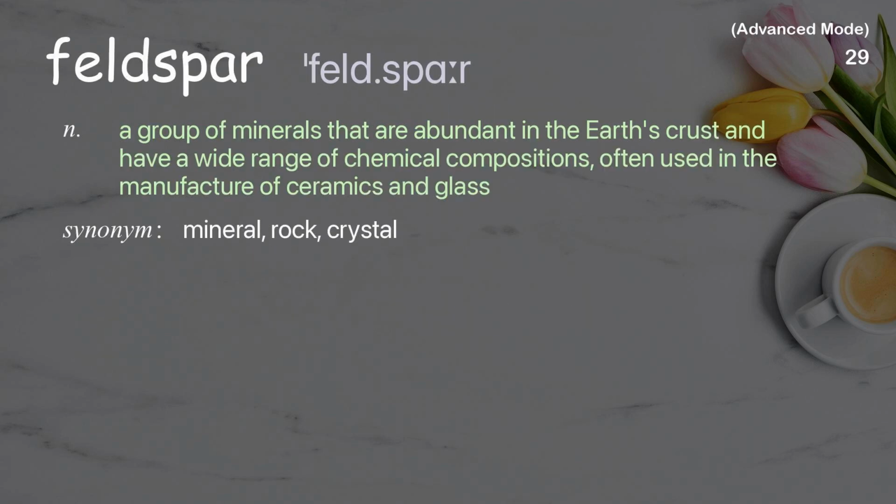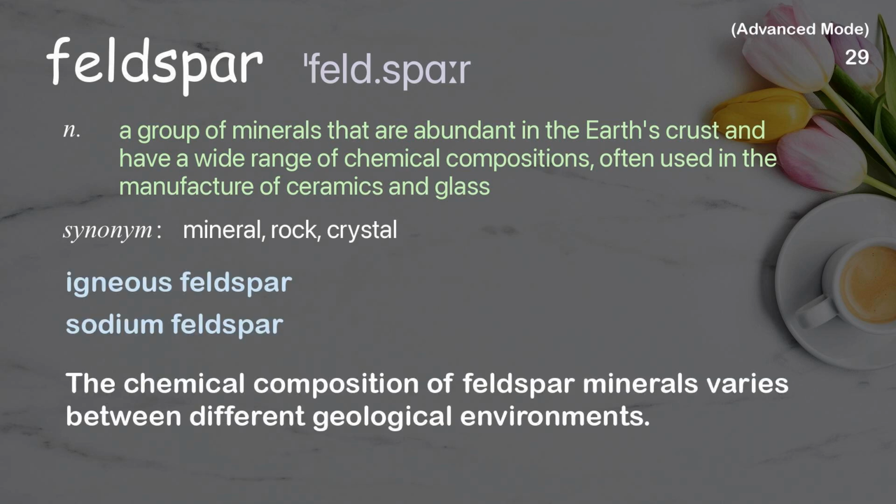Feldspar. A group of minerals that are abundant in the Earth's crust and have a wide range of chemical compositions, often used in the manufacture of ceramics and glass. Examples: Igneous feldspar. Sodium feldspar. The chemical composition of feldspar minerals varies between different geological environments.